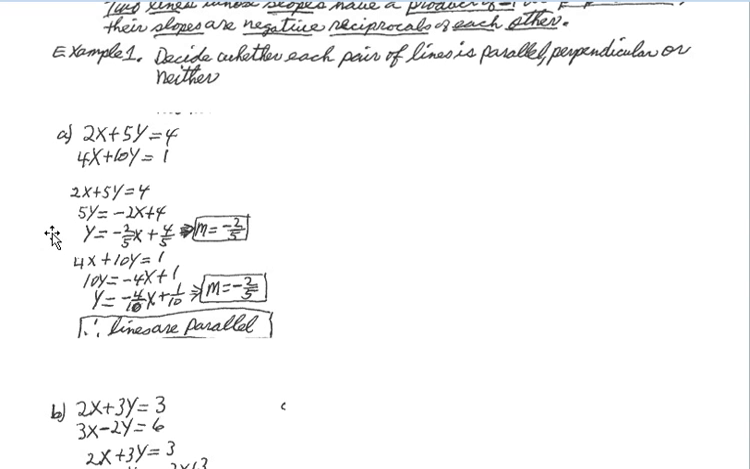Taking the second equation, 4x plus 10y equals 1, and solving it for y, we get the equation y equals minus 4/10 x plus 1/10. But once again, the slope m is the coefficient of x, which is minus 4/10, which when reduced equals minus 2/5. So at this point, we're able to compare the two slopes to determine whether they're equal, negative reciprocals of each other, or neither. In this case, the two slopes are equal, so the lines are parallel.